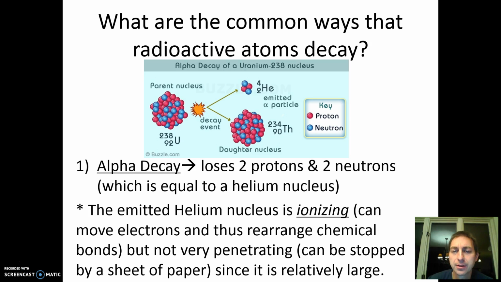Alpha decay gives off that helium nucleus, and it's considered ionizing. And the reason why we call it that is because it's capable of moving electrons and therefore rearranging chemical bonds. We would say that it's not very penetrating because a helium nucleus is pretty big. So as a result, it's going to be stopped when it runs into other matter. So for example, a sheet of paper will be able to stop a helium nucleus. So while it is ionizing, it is not very penetrating. It will not go through things very far.